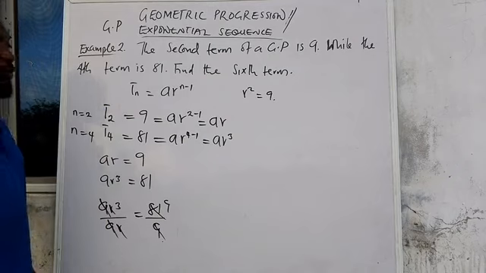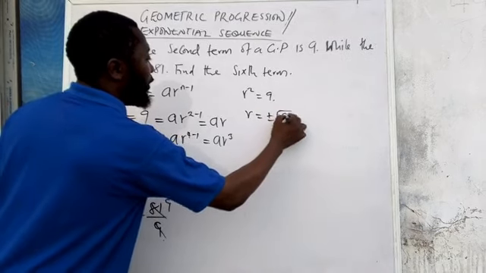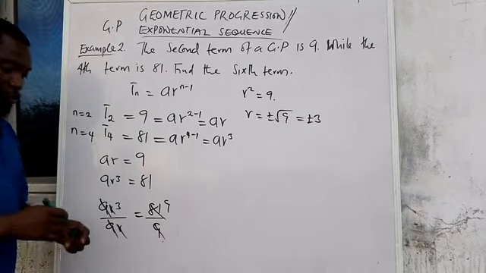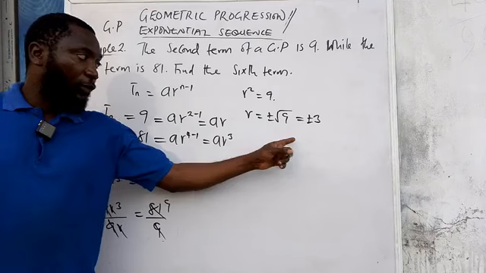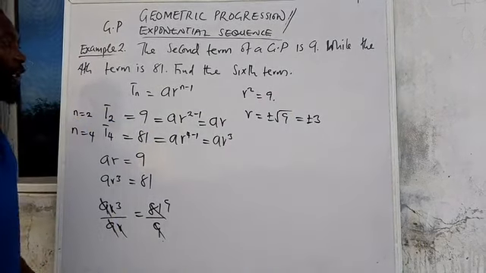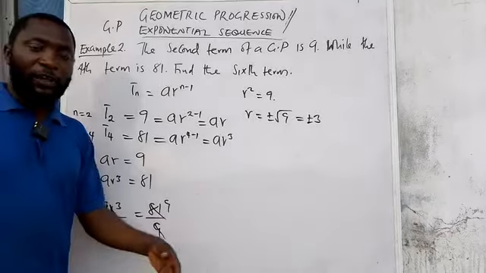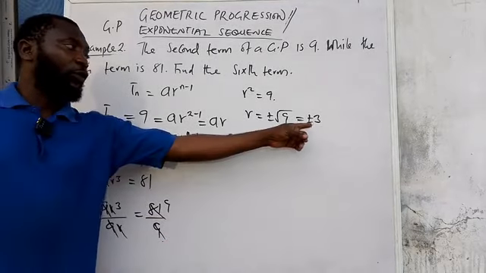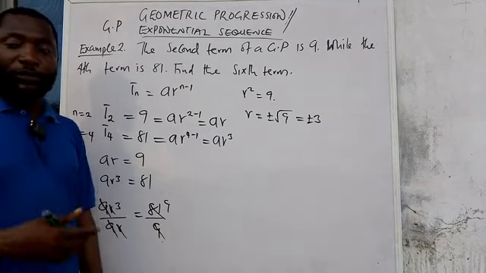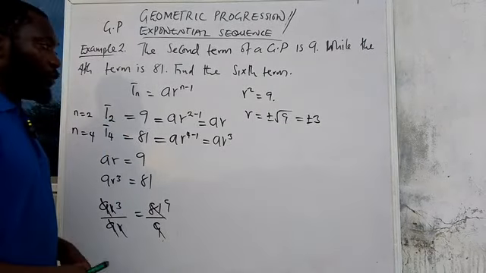When r squared equals 9, r equals plus or minus the square root of 9. And that is plus or minus 3. So meaning the square of negative 3 equals 9. The square of positive 3 is also equal to 9. Now we have two values for r. If the question says r is positive, we go for r equals 3. But since in this question it's not stated, we may use any of these two values, or we use both.